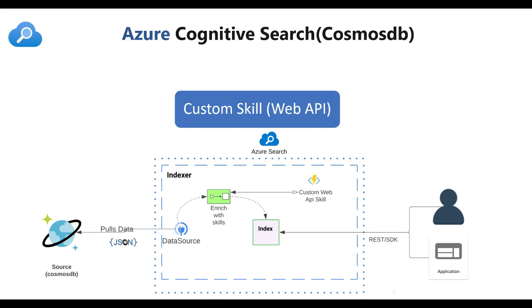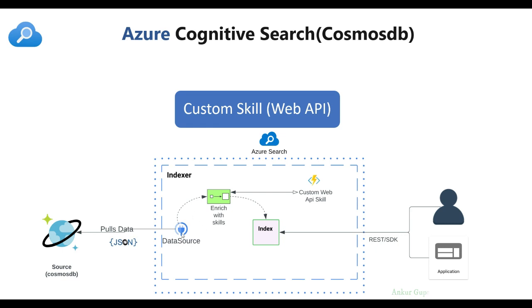Hello and welcome back. In the last lecture, we saw how we can use an inbuilt skill and attach it to our indexer to modify our data from source before indexing it. In this one, we are going to build a custom skill which will be a web API. We are going to use Azure function to build our skill.